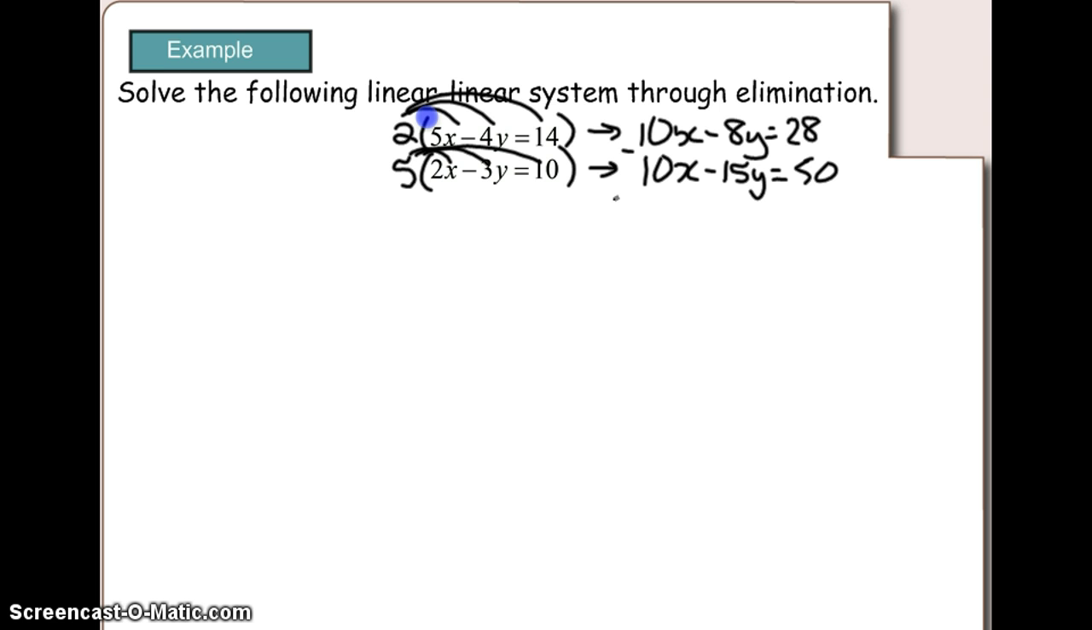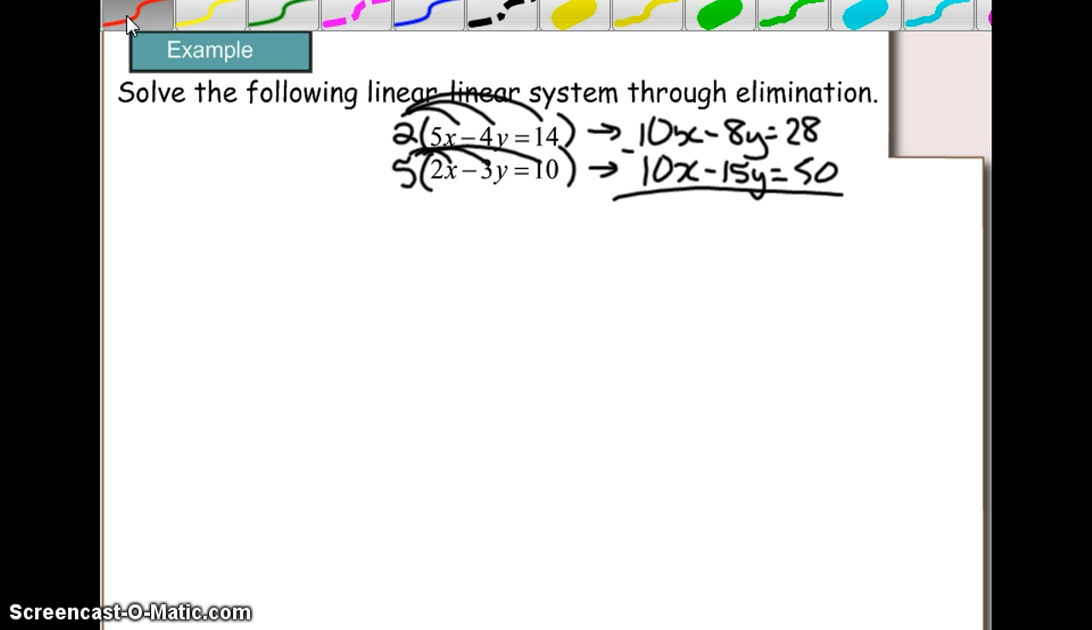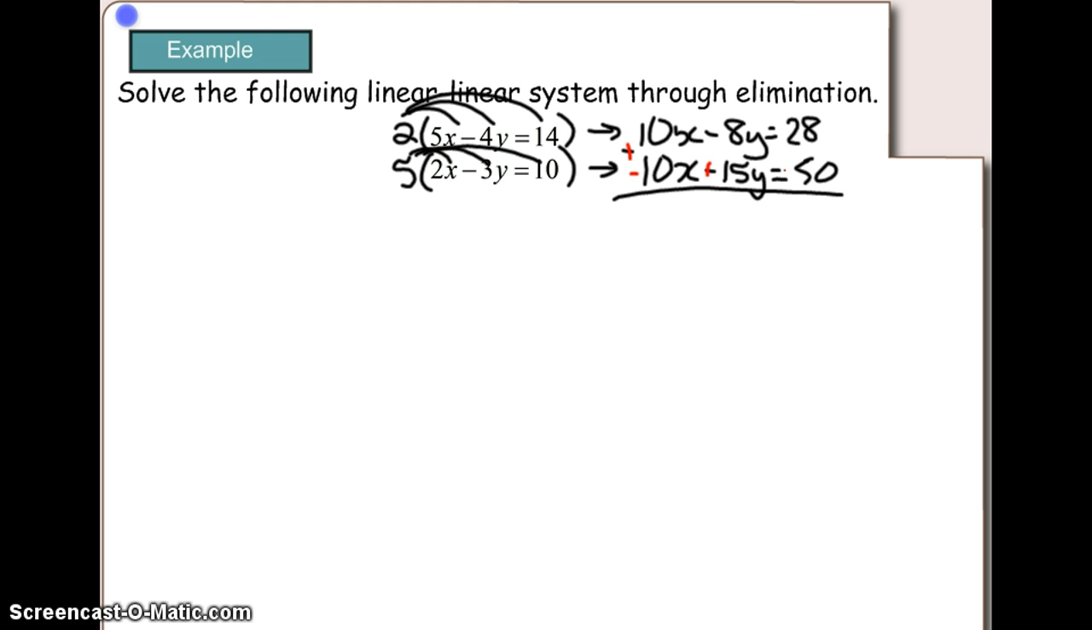Now I must subtract those two equations, and if you recall, subtracting is just like adding all the opposites. That might make it a little bit easier for you so you don't have double negatives. 10x subtract 10x is no x. 15 subtract 8 is 5y, or pardon me, 7y. And 28 subtract 50 is -22. Now, this wasn't a mistake. We are going to be left with a fraction. So the y-coordinate of the intersection point will be at -22 over 7.